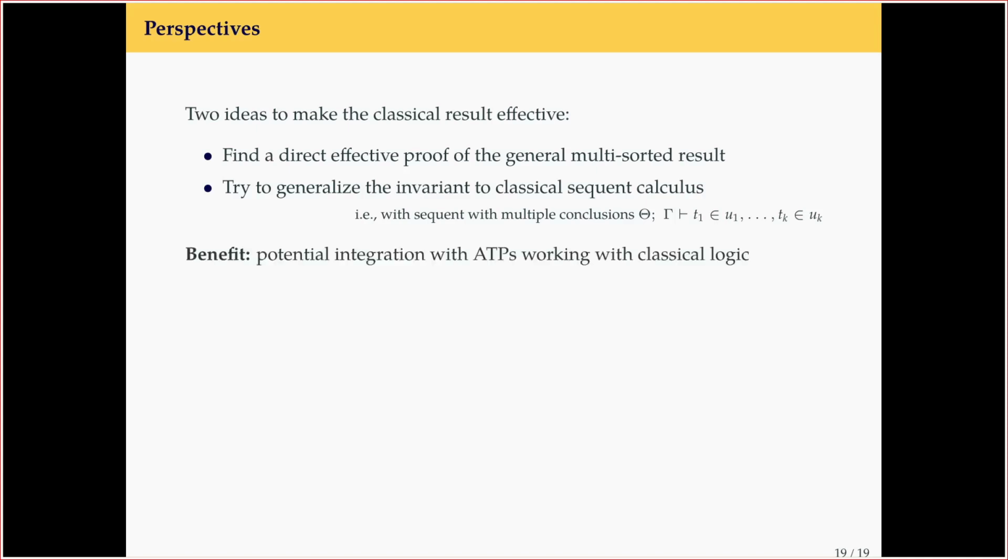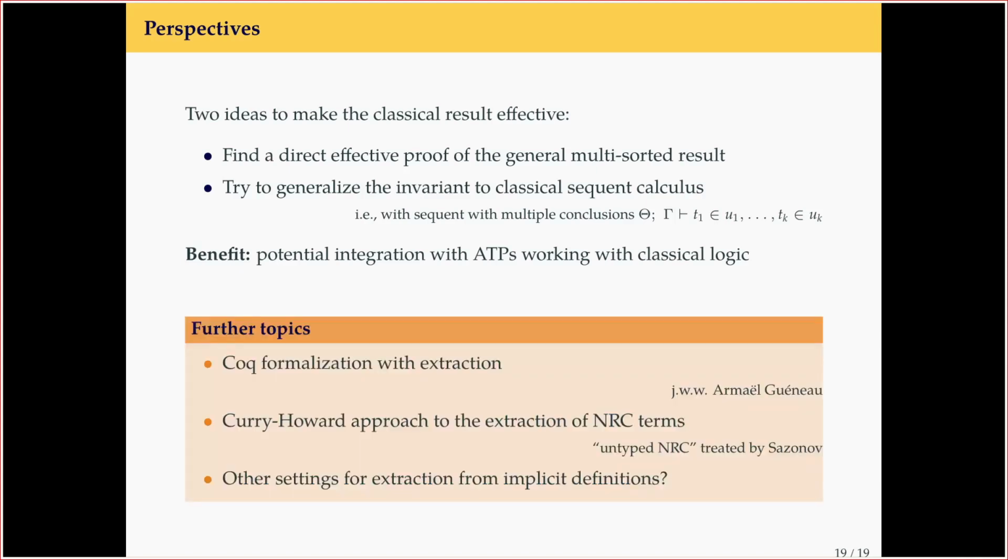We think that dealing with the classical case is not only an interesting theoretical problem, but that it could also be helpful in practice. One could hope to tweak the procedure to extract programs from proof certificates produced by general-purpose automatic theorem provers. There are naturally further topics to be considered. We are currently formalizing our extraction procedure in Coq, with the hope of obtaining a certified runnable artifact to extract NRC terms.